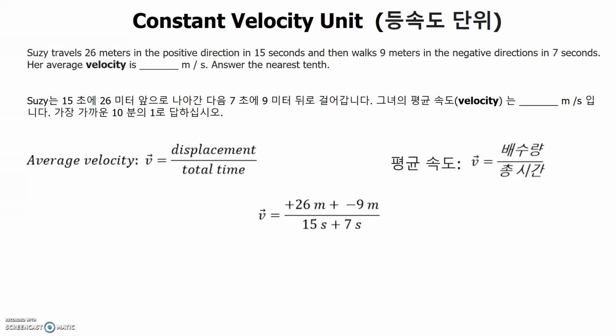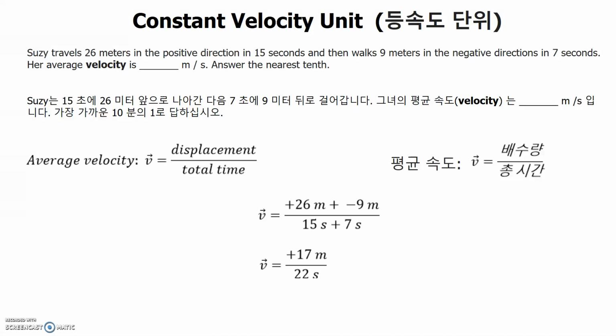At first they move in the positive direction 26 meters. But then they backtrack. They backtrack 9 meters. So I need to subtract 9 meters. The total time would be 15 seconds for the first part and 7 seconds for the second part. So I have to add those together.